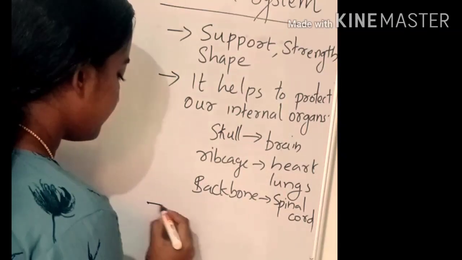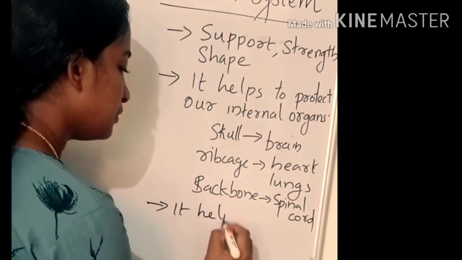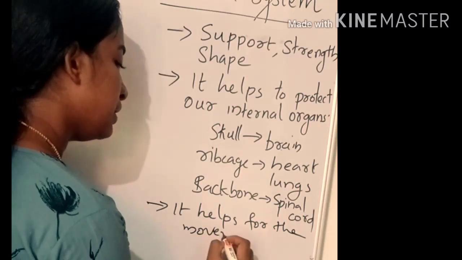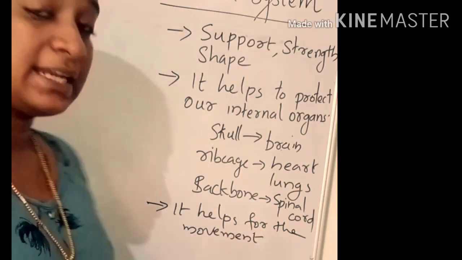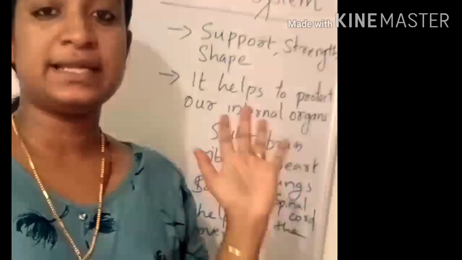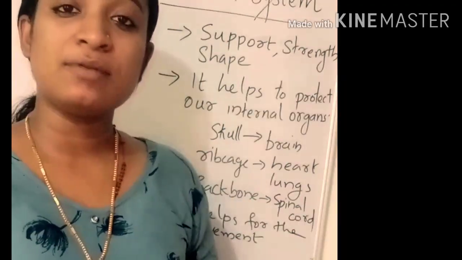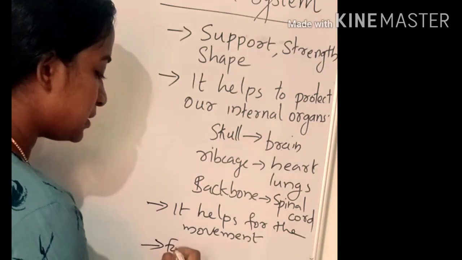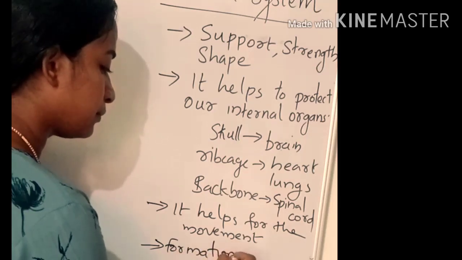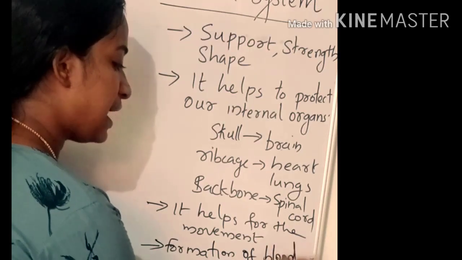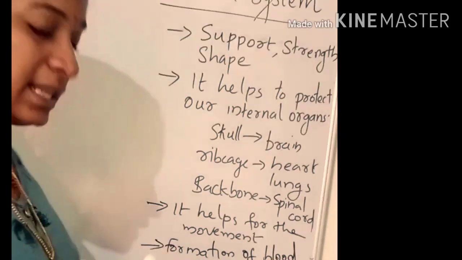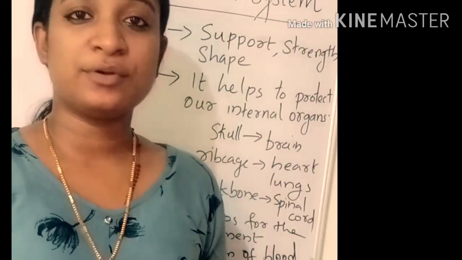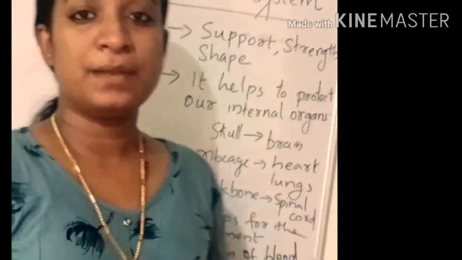The third function is that it helps for movement. The muscles are attached to the bones, and this helps for movement. And the last one is that it helps in the formation of blood cells. Inside the bone there is a liquid substance known as bone marrow, and this bone marrow helps to produce the blood cells.